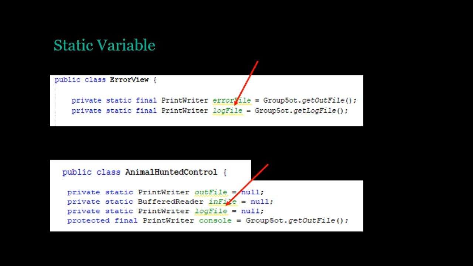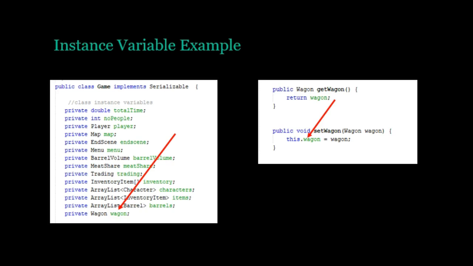In an example, the log file variable is designated as static as part of the printWriter class. For an instance variable, here's a list of variables created in the game class. We're going to focus on the wagon variable, and you'll see to the right here that there are a getter and setter created for that variable, and that wagon is called with a this dot modifier.